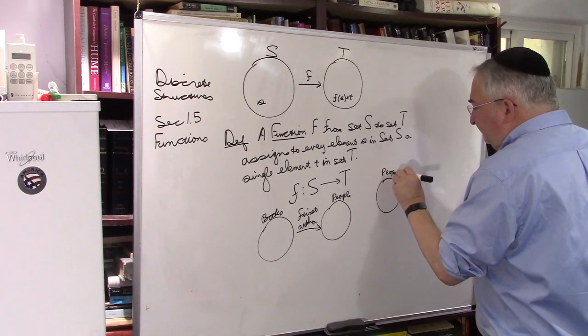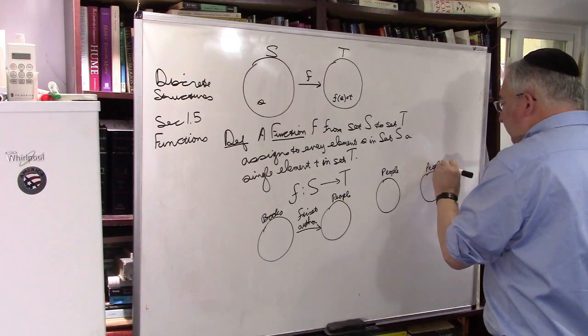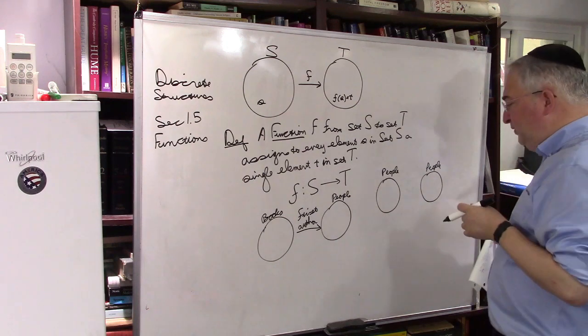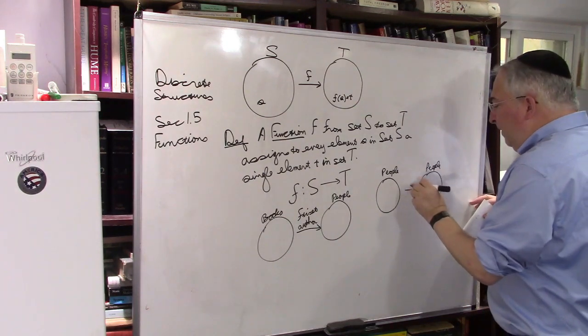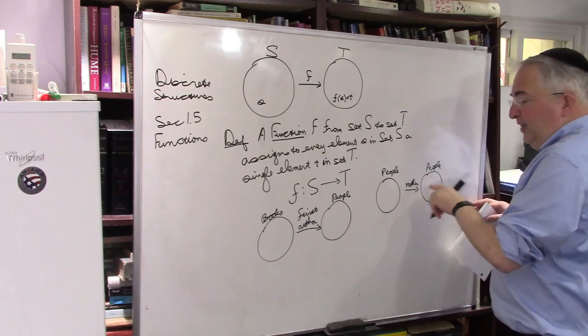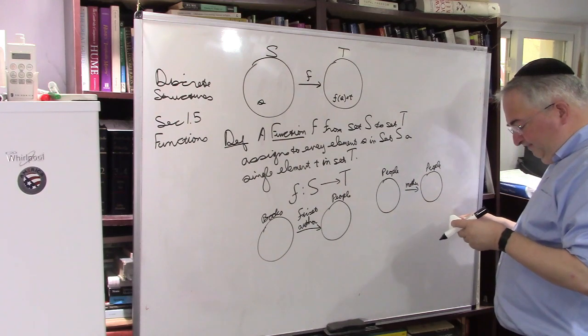People. This is a function from people to itself, just like we had the real numbers going to itself. Okay, and mother. Every person has a mother. So this is all people, living or dead.